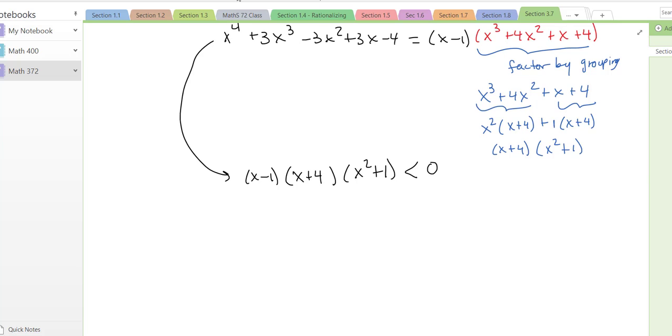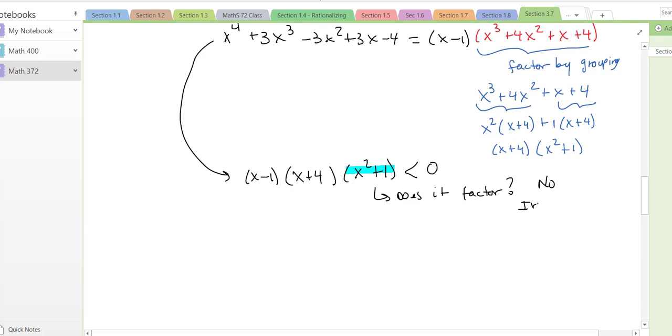Now, does this one factor? So can we factor it some more? It's a quadratic, so we should check. But here we're looking for two numbers that multiply to 1 and add up to 0, and that doesn't work. So no, it does not factor. This is what we call an irreducible. So no real zeros.